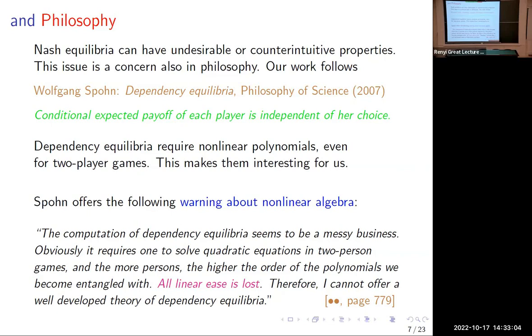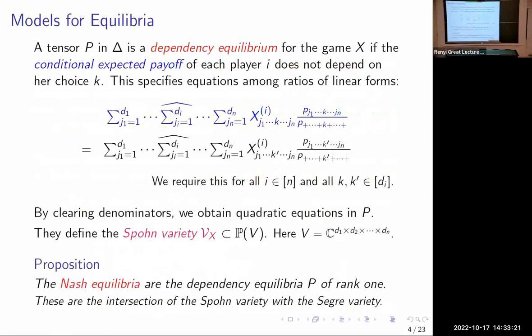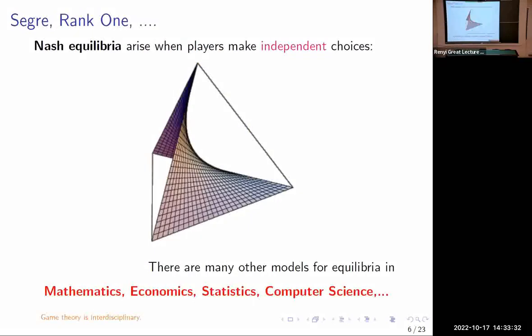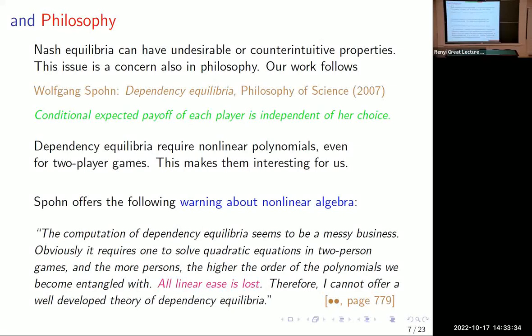And here's the definition again. The conditional expected payoff of each player is independent of her choice. And Spohn argued that from his point of view, this is a good notion of equilibrium. And that's, recall, why I call this the Spohn variety, right? The Spohn variety is the complex projective variety, the complexification of the set of dependency equilibria, and Spohn is Wolfgang Spohn, philosopher from Konstanz.